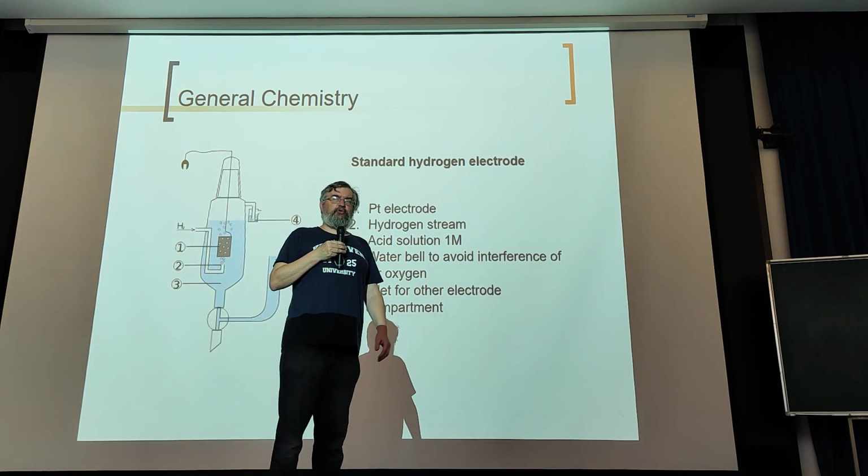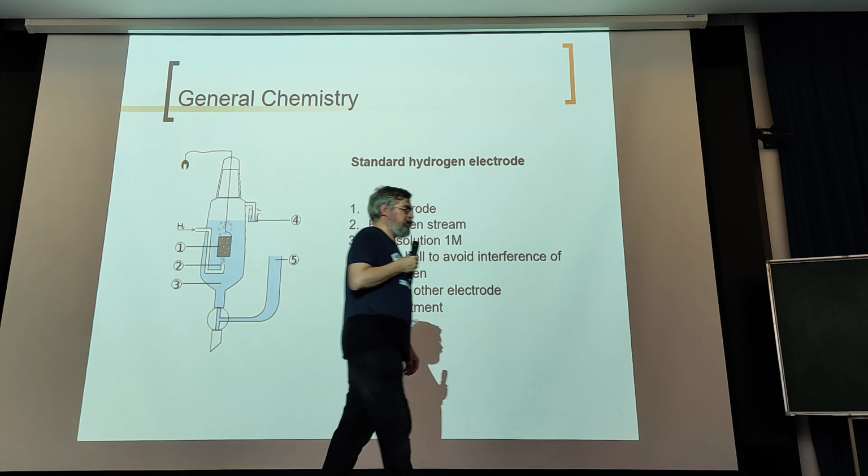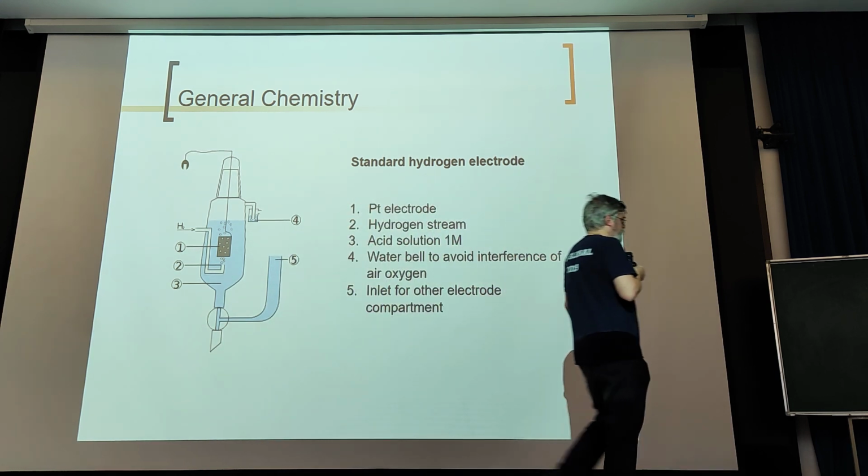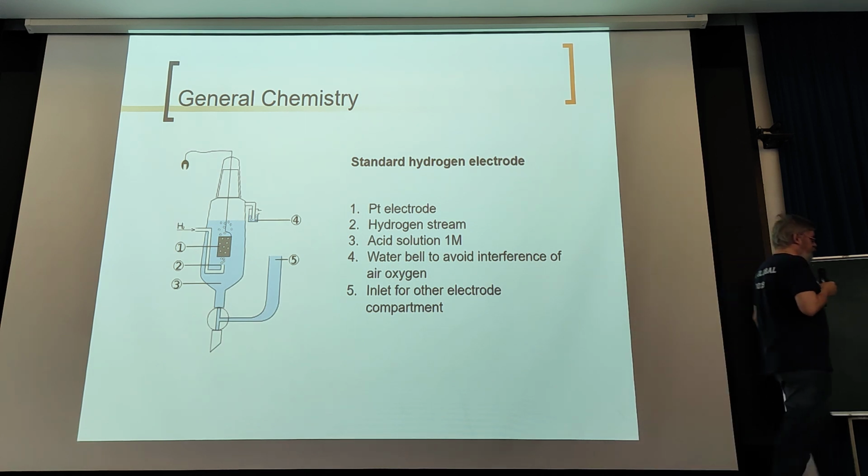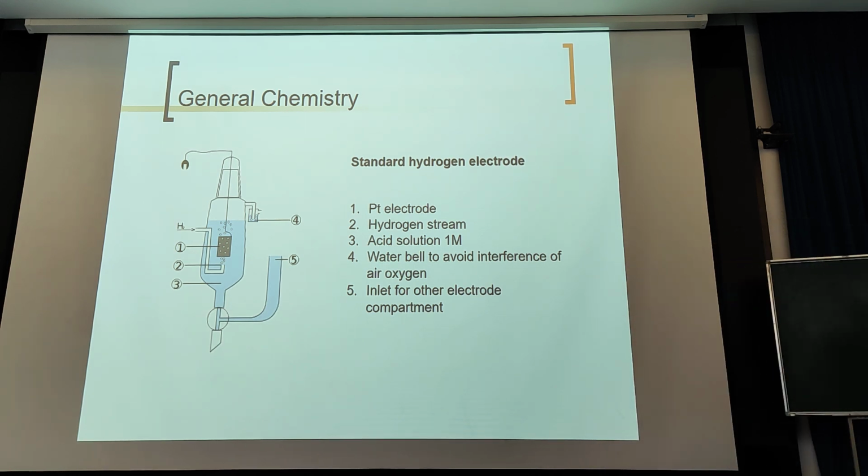In principle it's easy to calculate, but it's just not so easy to make this standard hydrogen electrode, because you need some flask where you can bubble through the dihydrogen. And in principle it's a little bit dangerous because of the possibility of a fire with very flammable dihydrogen.